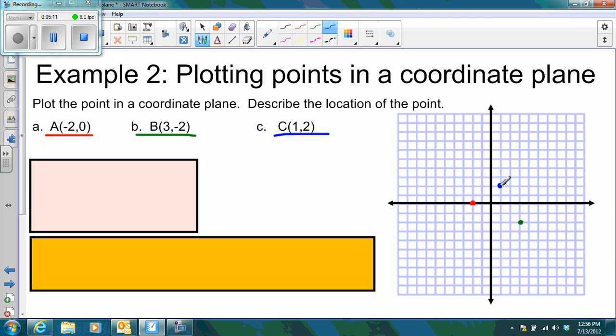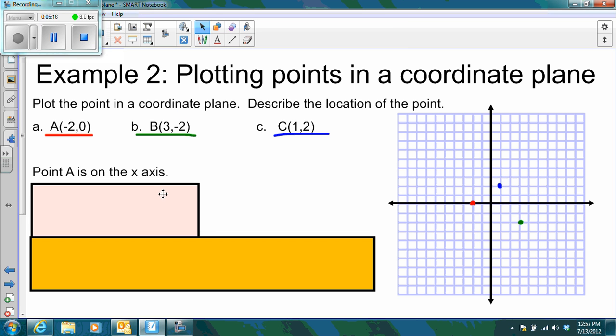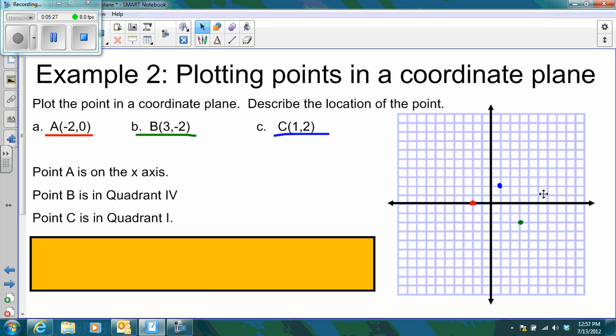And now that we see where these are located, we can describe their position. So A is actually on the x-axis. This is our x-axis. B is in quadrant 4 down here, and C is in quadrant 1 up here. Remember that they're counterclockwise, so we start with 1, 2, and they use Roman numerals, 3, and 4, and that's to describe the position.